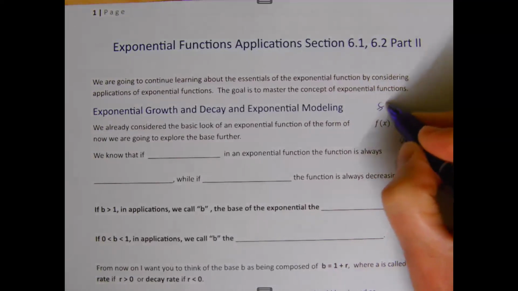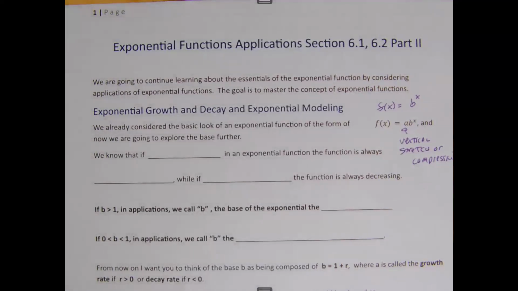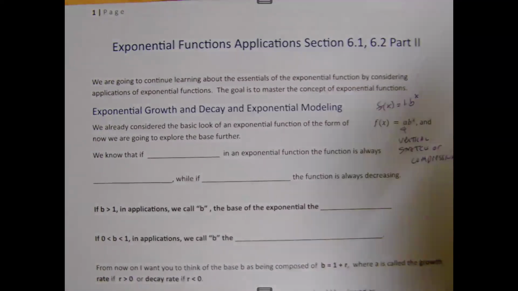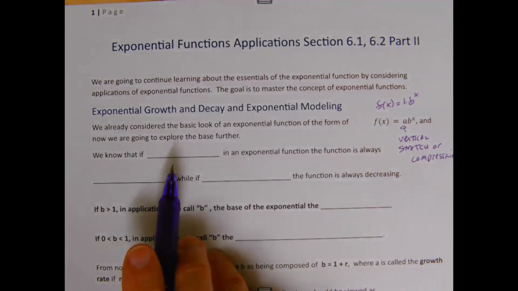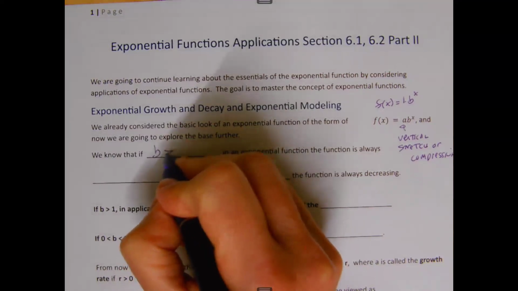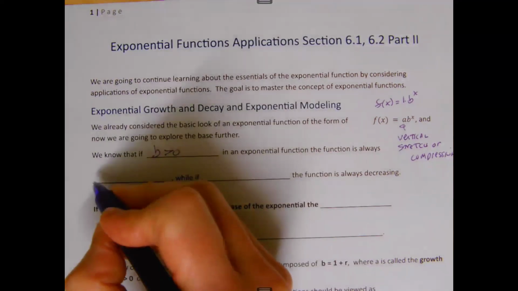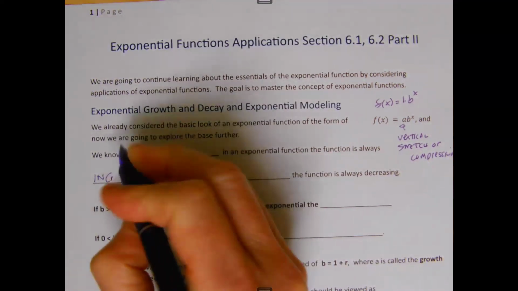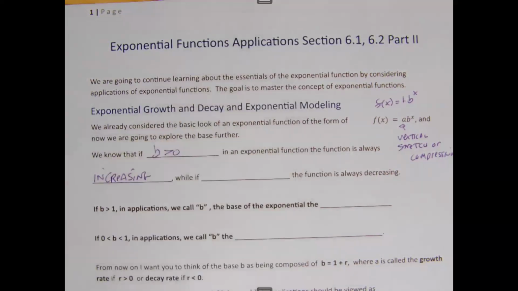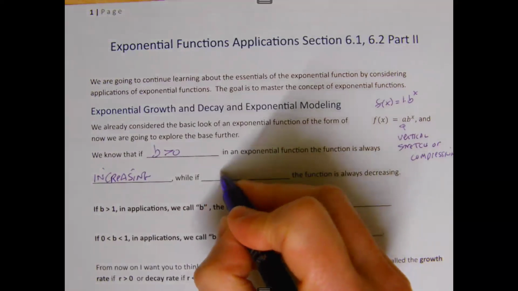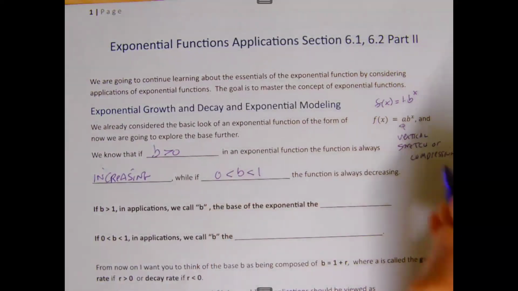And the other look that doesn't have a being equal to 1 is just this. So you have these two basic looks, but again, there is a 1 in front here. That a is a 1 when we write that. And we know that if b is greater than 1 in an exponential function, the function is always increasing. So, just a quick reminder, if b is between 0 and 1, the function is always decreasing.